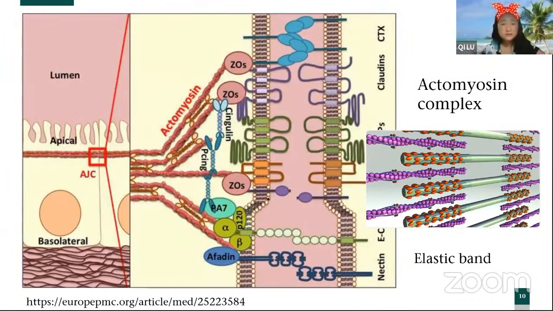So this is the other one. Within the cells, the cadherins form an interconnection with the actomyosin complex, and with ATP, it will change the tension of the cells within the cell plasma. And this is here at the tight junction.